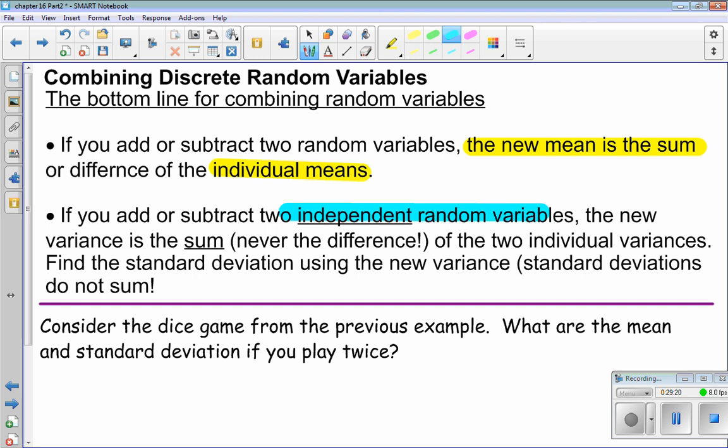If we have 2 independent things, and playing a game twice would be considered independent events, the variance is always the sum. We're going to work with the variance, and we'll get to the standard deviation eventually. So even if I was trying to find the difference between the point values, your variance is always going to be the sum. That's really important. If you're going to highlight or circle anything today, that would be the one. Never the difference. Always the sum.